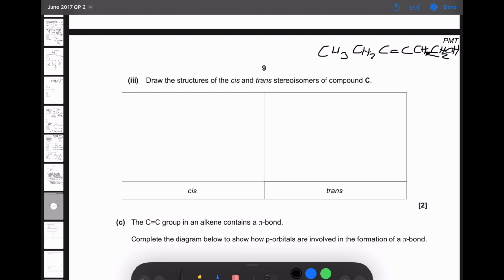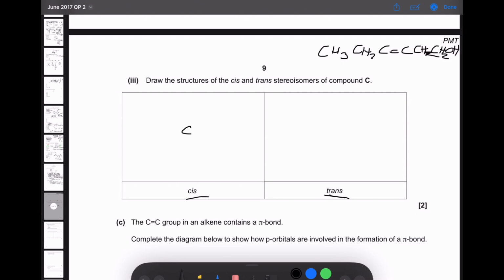Right, so cis means they're on the same side, and trans means the high priority groups are on opposite sides, and that's the same as Z and E, except that to be cis and trans, it's got to have the same hydrogens in it on both sides.